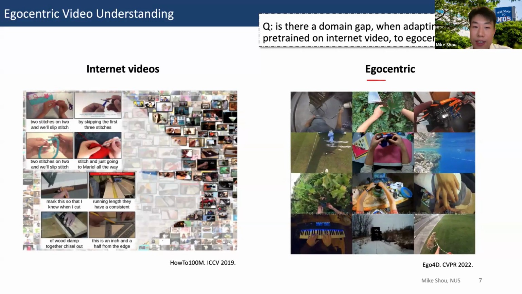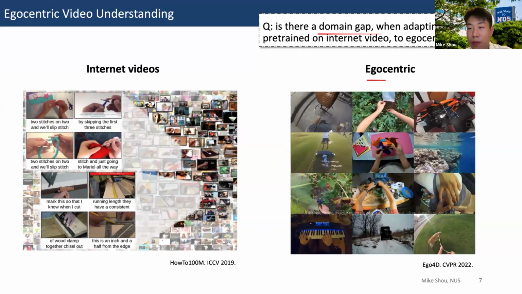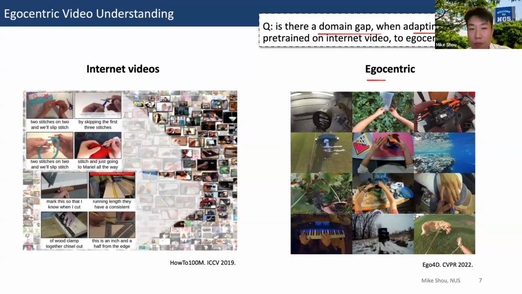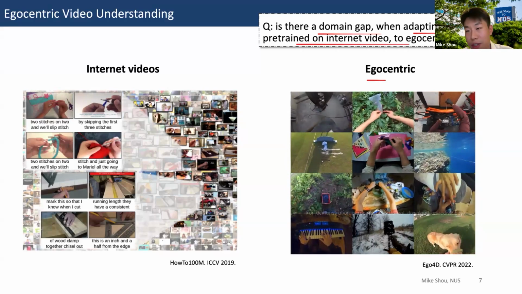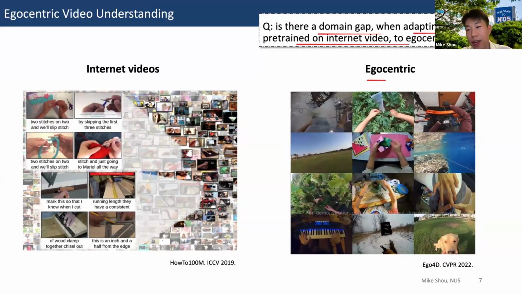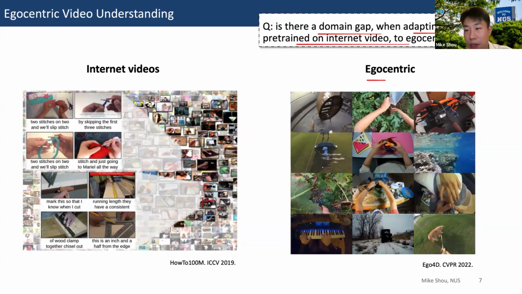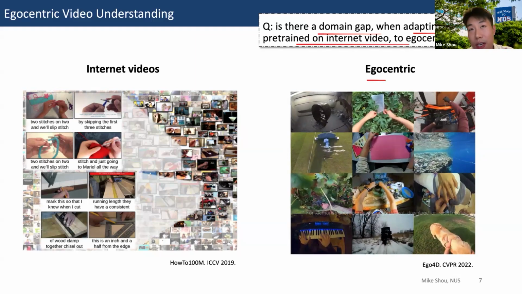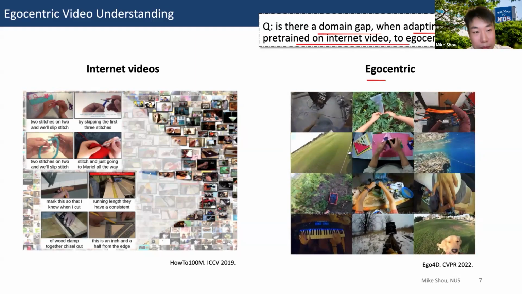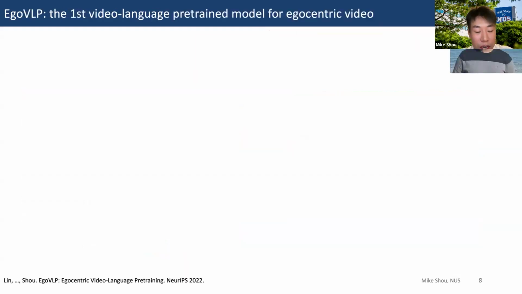And then a natural question to ask is, is there a domain gap when we try to adapt these models trained on internet video to egocentric video? Because that's the kind of large scale pre-trained model we have, which is pre-trained on internet videos. So how does that perform on egocentric video? We studied that in our paper, the so-called EgoVLP, egocentric video-language pre-training. So essentially there is indeed a domain gap. And in this paper, we were trying to mitigate this domain gap and make the first video-language pre-trained model for egocentric video.